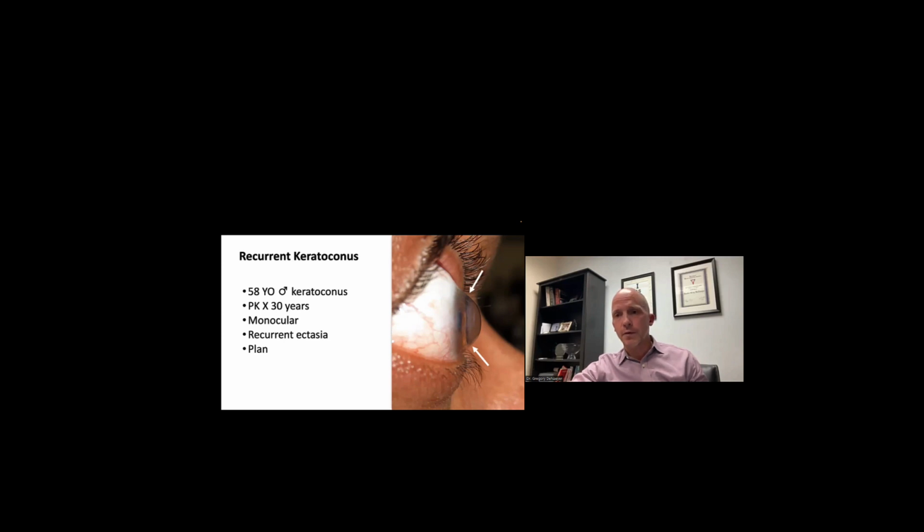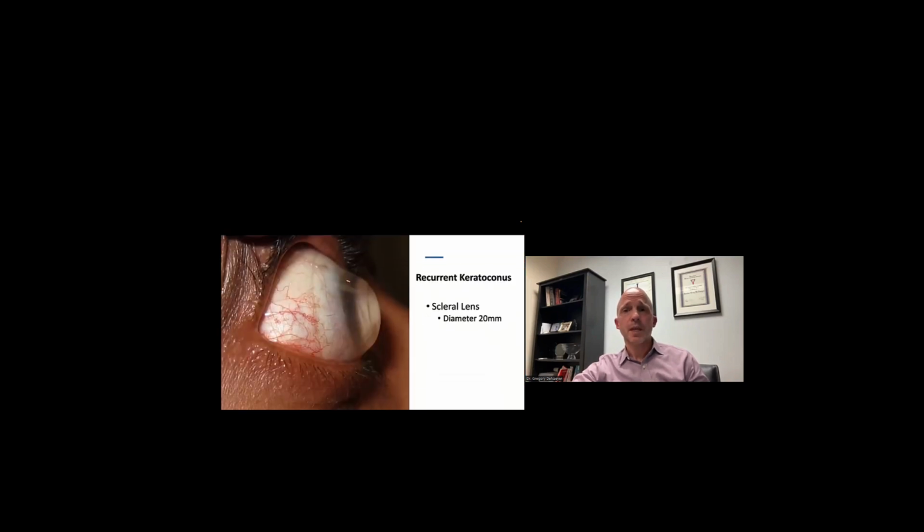Well, the plan for him, of course, is to fit him with a scleral contact lens. We're going to need a large diameter with extreme sagittal depth. This is not the patient that you're going to fit with a corneal gas perm lens, or I would even argue a hybrid contact lens. This is a patient that truly will do best with a scleral lens fit.